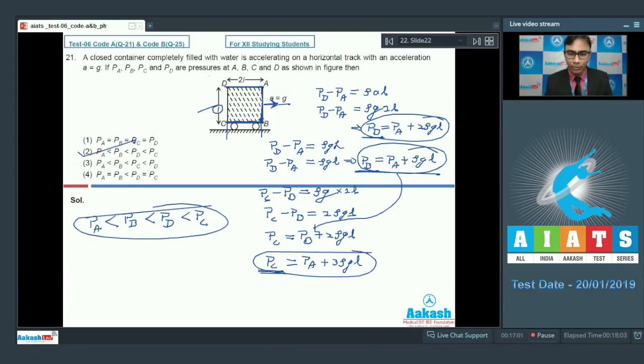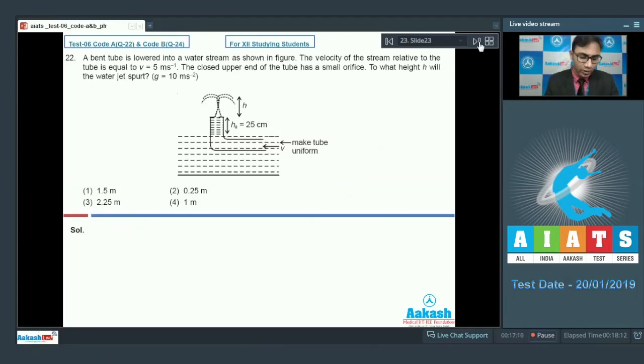Now let's move to question number 22. In question number 22, it says that a bent tube is lowered into a water stream as shown in the figure. The velocity of the stream relative to the tube is V equal to 5 meter per second. That means the liquid is entering from this side with speed 5 meter per second. The closed upper end of the tube has a small orifice. To what height h will the water jet spurt? So that means we have to find this height up to which the liquid reaches.